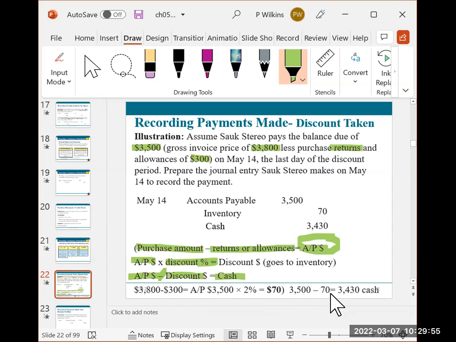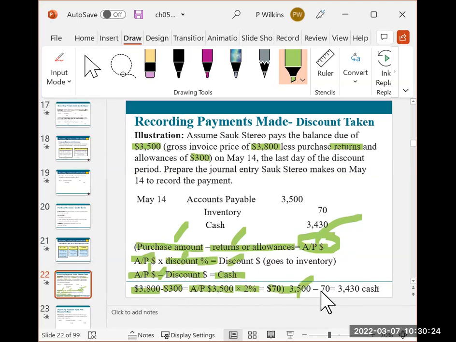So let's look at the very bottom of the screen if you can see that. It shows $3,800 was the purchase amount, minus the returns or allowances of $300. That gave us an accounts payable number of $3,500. We take that $3,500 and multiply it by 2%, and that gives us our discount dollar amount. We then take the accounts payable number of $3,500 minus the $70, and that gives us our cash amount of $3,430. Okay, now we have what we need to do the entry.